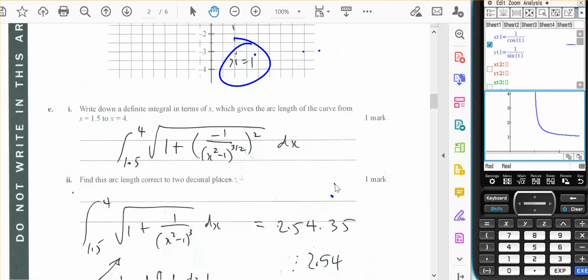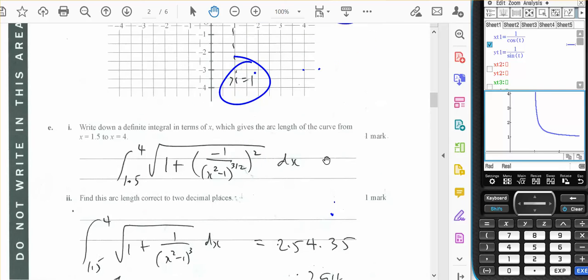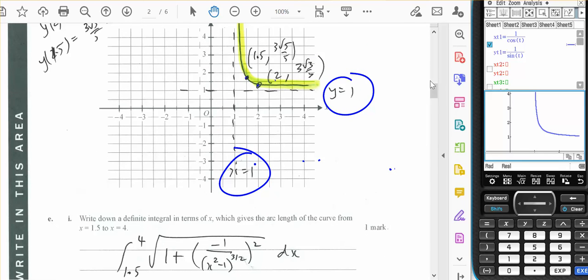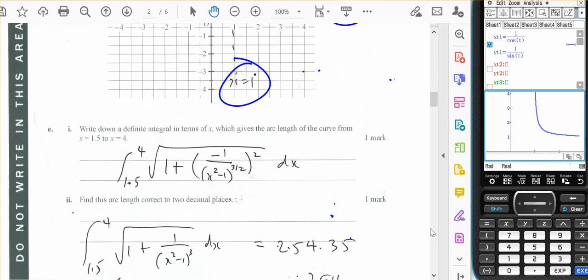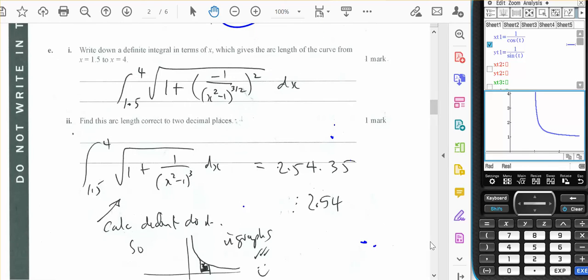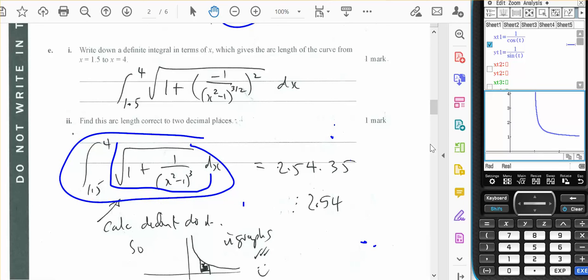Write down a definite integral in terms of x which gives you the arc length from 1.5 through to 4. So we're looking for that arc length. This is going to be my definite integral, which gives me this. Throw this on the calculator. Now my calculator didn't solve this, so I grabbed the inside and graphed it. Then I found the integral from 1.5 to 4, and that gave me my 2.54, and that's question 1.